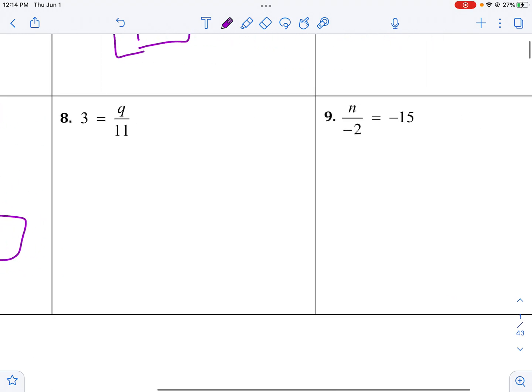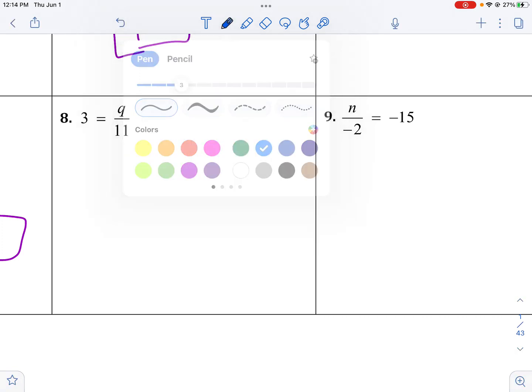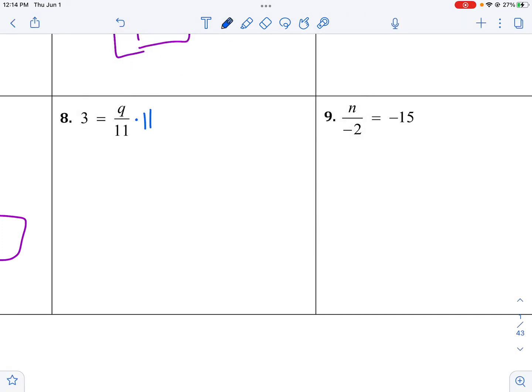All right, 8 and 9, it's the same idea, right? We just see division now. So if I see a fraction, it's really division. And if I see division, I'll do the opposite of dividing. I'll multiply to get rid of that division.